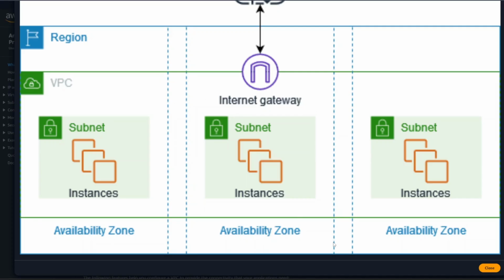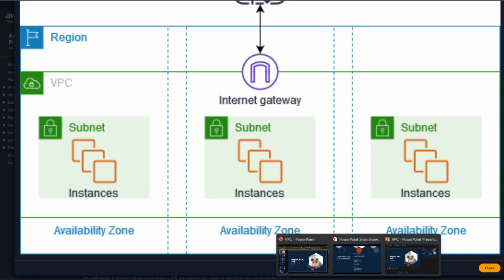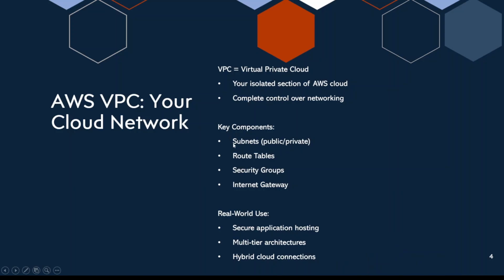Let's get back to the slides. So in the VPC we have subnets, as I said, public and private. We have route tables, we have security groups, we have an internet gateway. Route tables are the way of routing traffic to your destination, or where you want your VPC resources to communicate with.